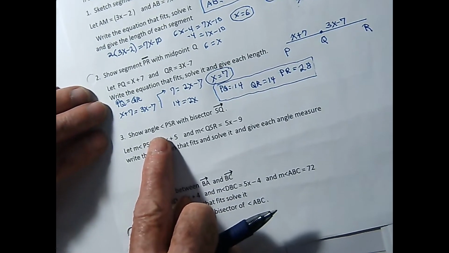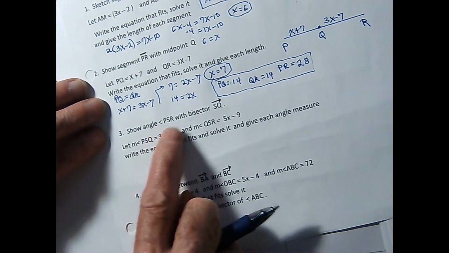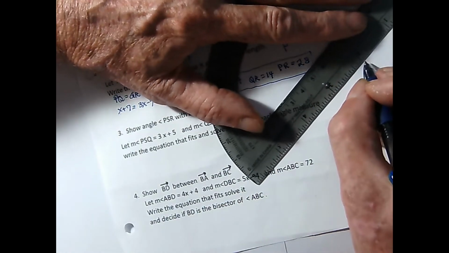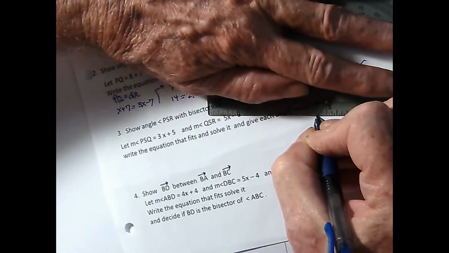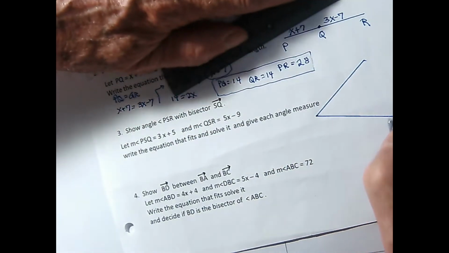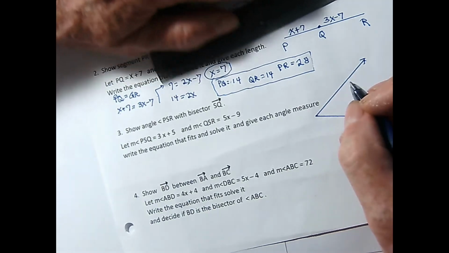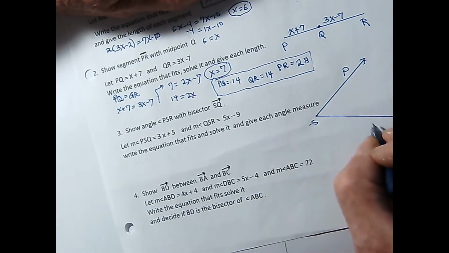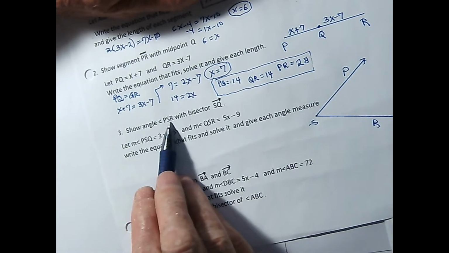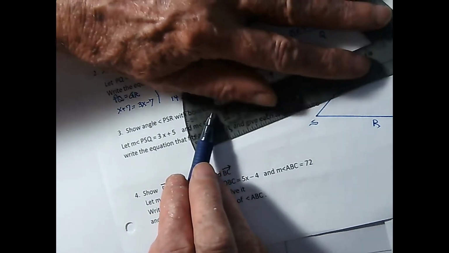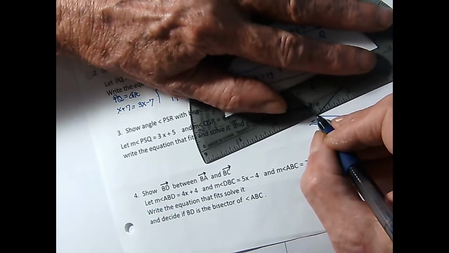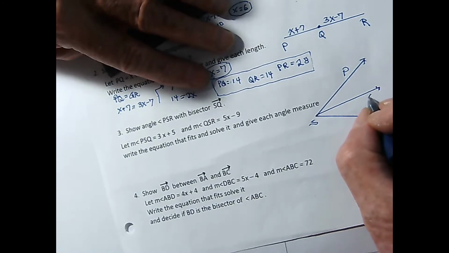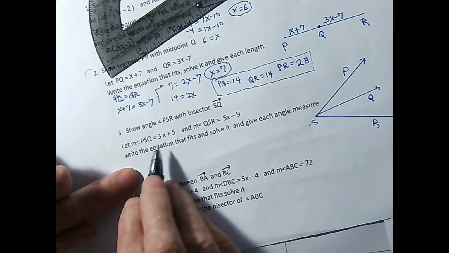This is a little bit different. I'm going to show an angle bisector here, an angle with a bisector. I'll show angle PSR. Just some arbitrary angle. I don't really know how big to make it. I'll just show an angle. I'll call that angle PSR. And it says with bisector SQ. So I'm going to show a ray that looks like it cuts it into 2 equal parts. And call that ray SQ. Got to read these things a little carefully.